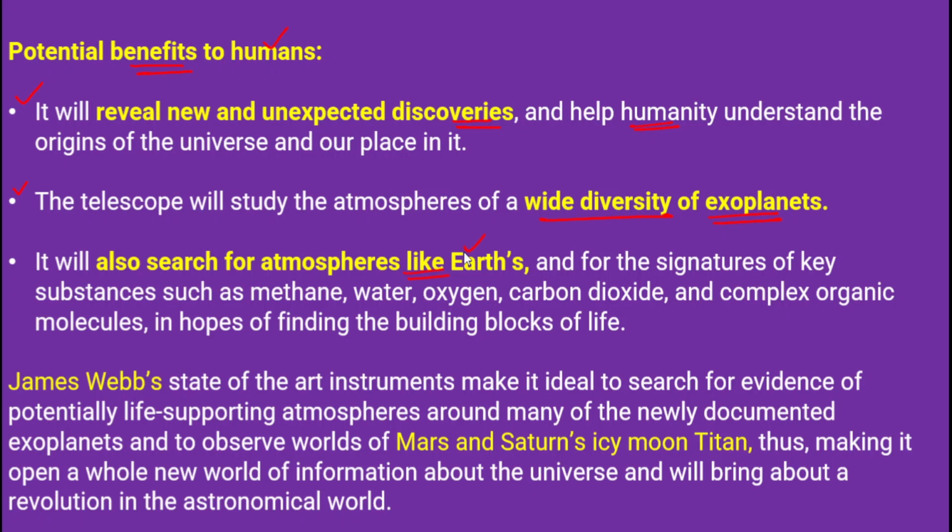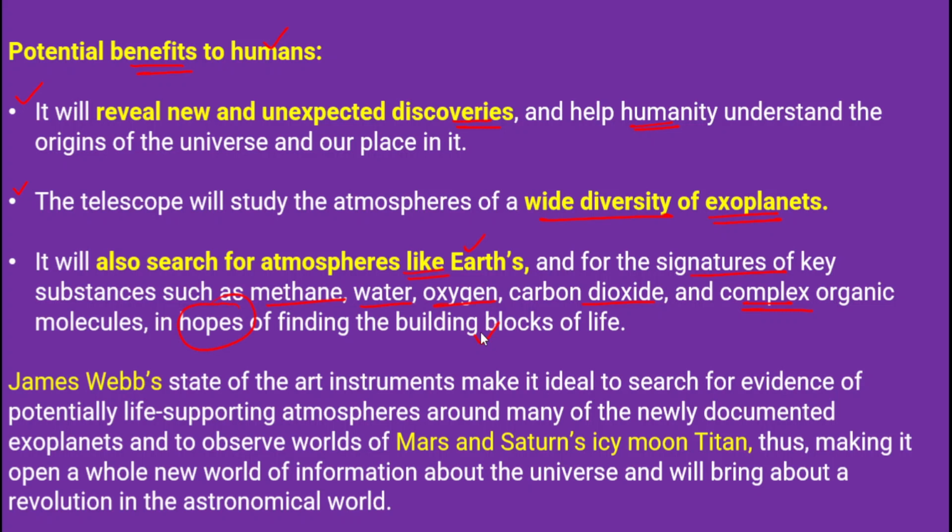So the human race has been searching for the planets which have the atmosphere, which have water, which can sustain life on other planets. Okay, so because of this reason, James Webb Telescope also has a key role to play with respect to the search for atmosphere like Earth, and for the signatures of key substances such as methane, water, oxygen, carbon dioxide, and even the complex organic molecules. So therefore it provides a hope in finding new building blocks of life.